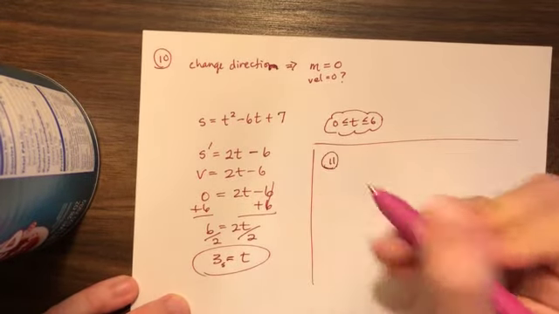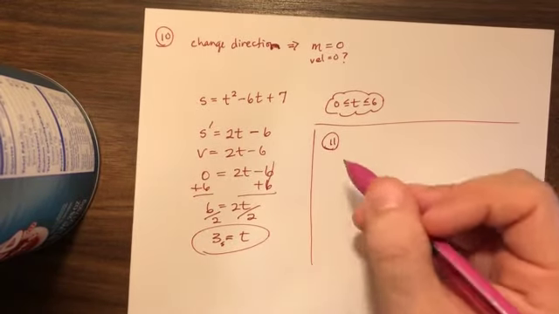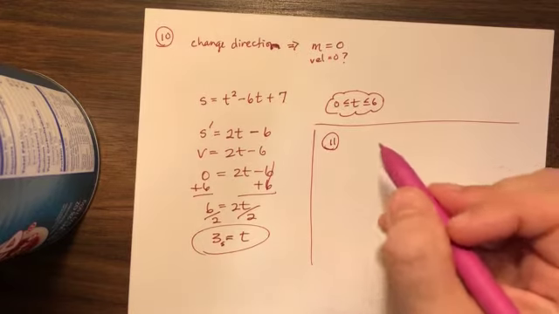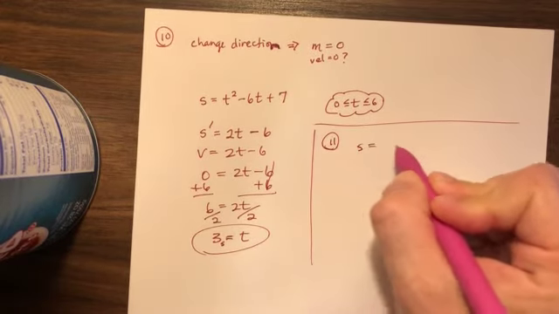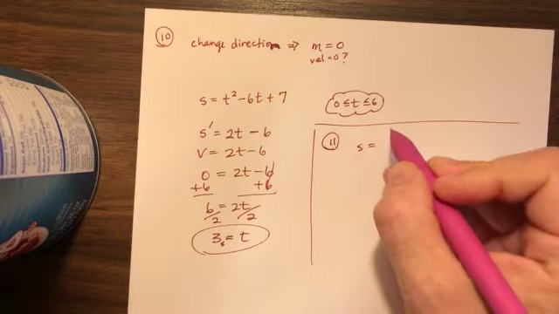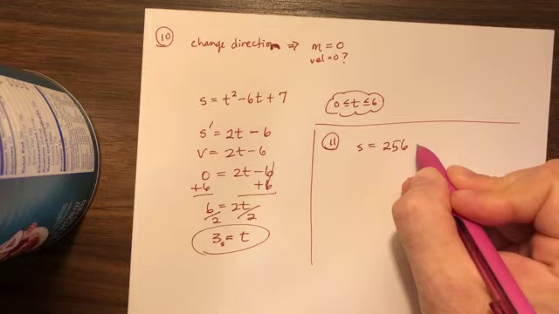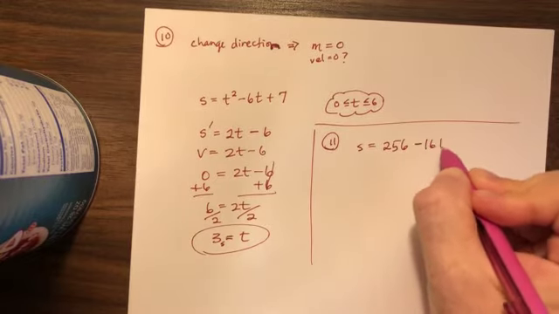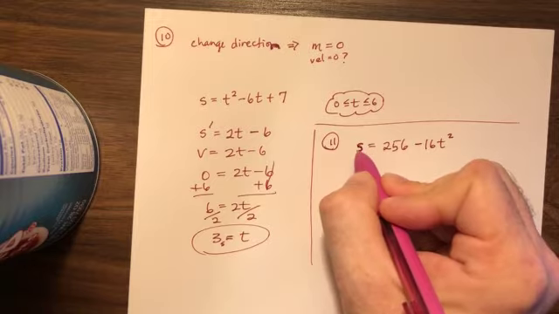Number 11. Hopefully it makes sense to you, maybe if you have watched this a couple more times or watch another video on velocity and position. Number 11 gives us the position function of a ball dropping from the top of a building. I don't know why we're all so very interested in dropping balls off the top of buildings, but don't do it. It's dangerous.